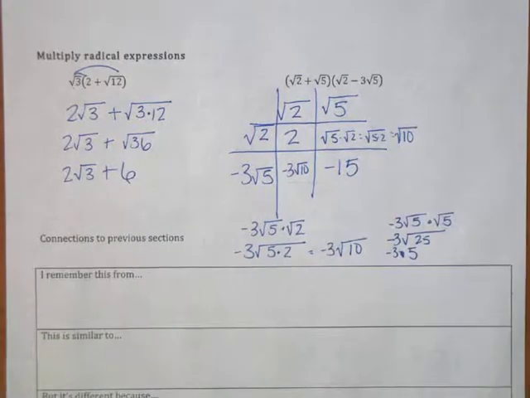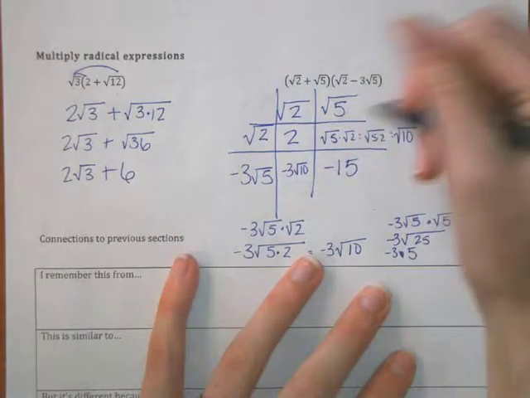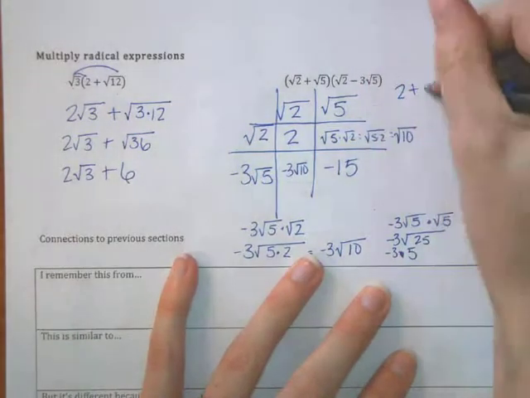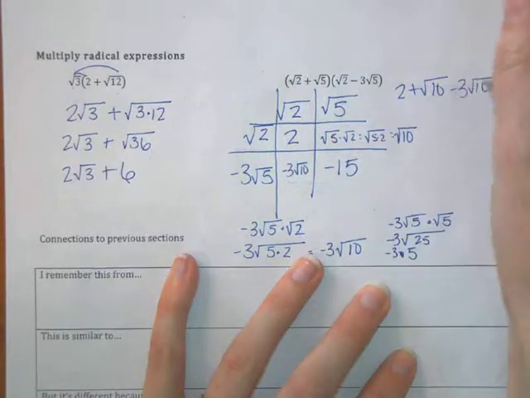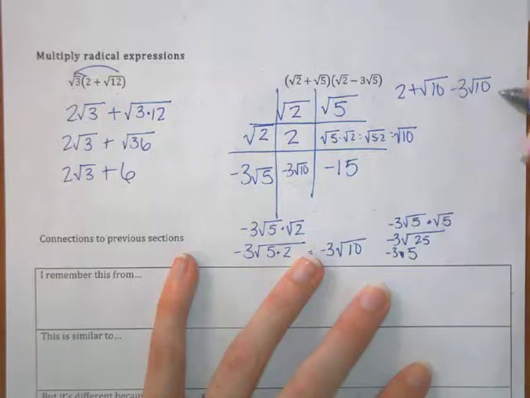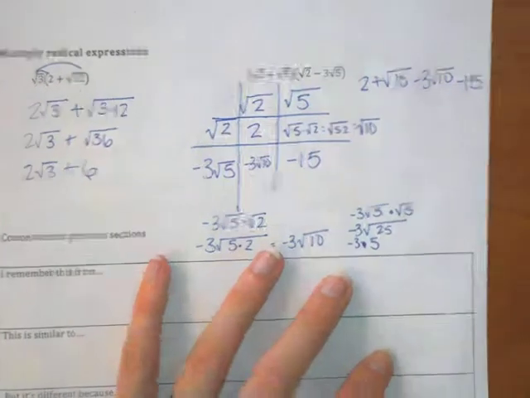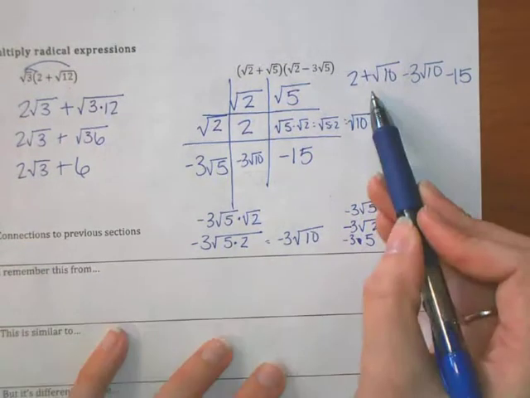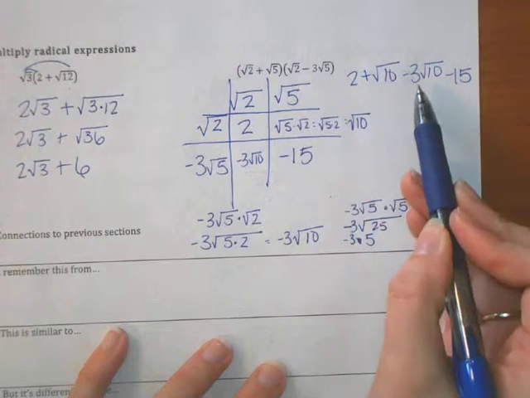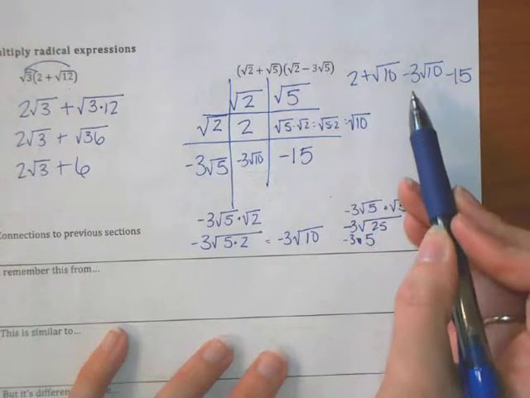And what do we do with all the numbers in our answer? Combine like terms. We're going to combine like terms. And how are we writing them? Addition. So I have 2 plus the square root of 10 minus 3 roots of 10 minus 15. Where are some like terms? The square root of 10 and the 3 roots of 10. All right, so our roots of 10, right? I have 1 root of 10 minus 3 roots of 10. How many roots of 10 am I left with?